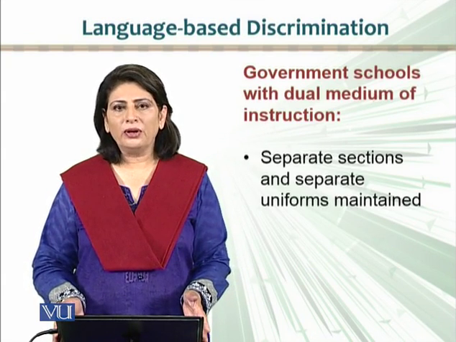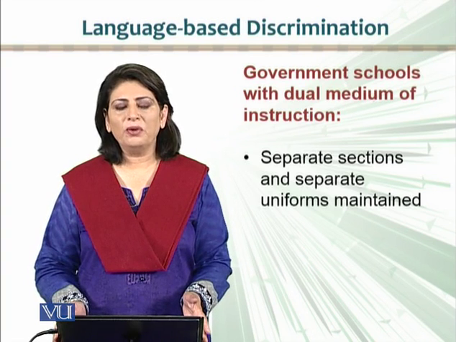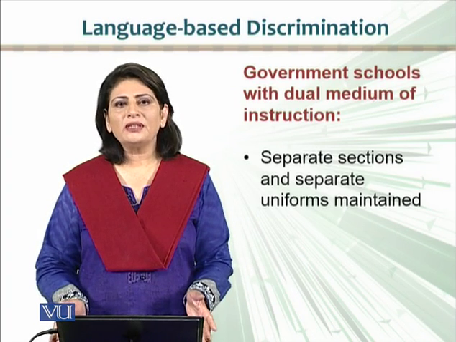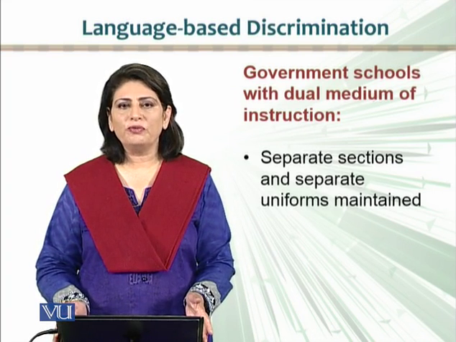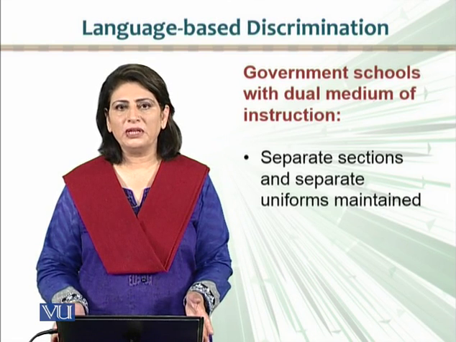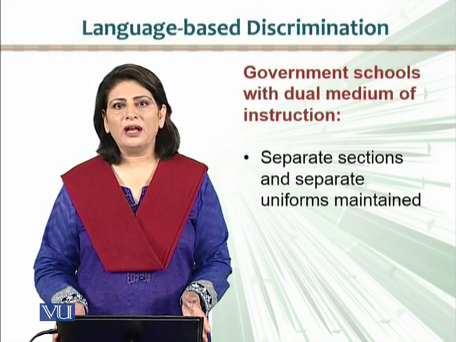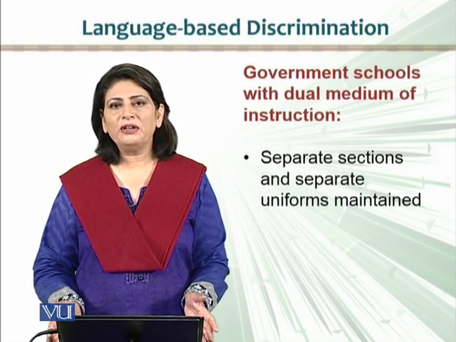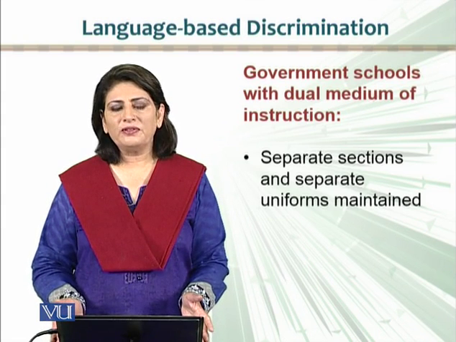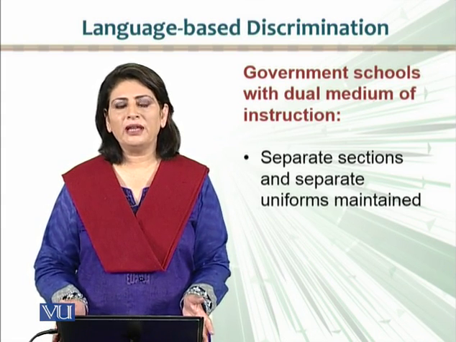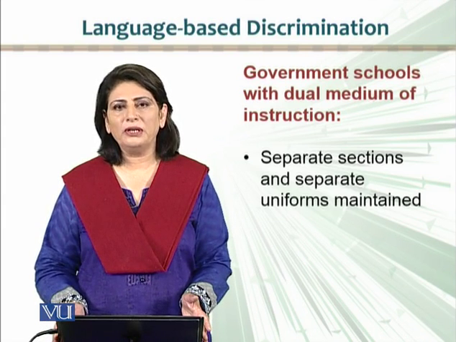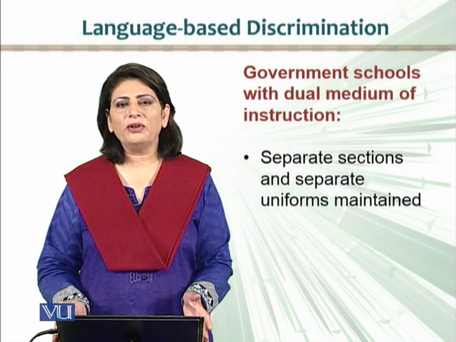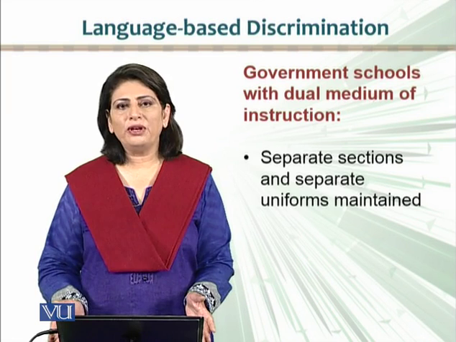Now, there were some government schools in which there was a dual medium of instruction. So in our sample, we just took one of those schools where English was also used as a medium of instruction after class 6. So in this case, they had separate sections. So there was a section for those who were studying everything in English, and there was a separate building for those who were studying everything in Urdu. Not even that, they were also made to wear different uniforms.